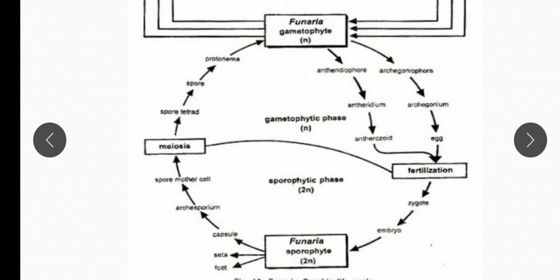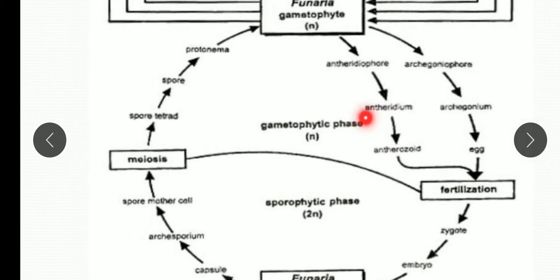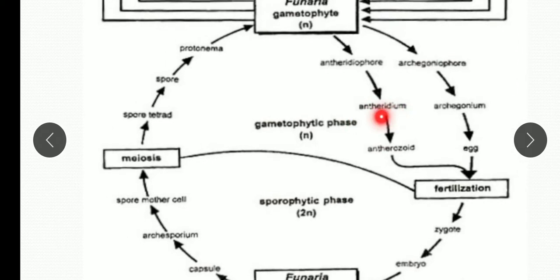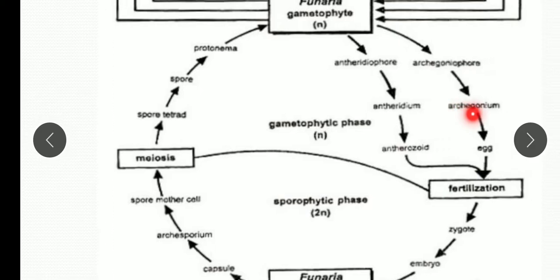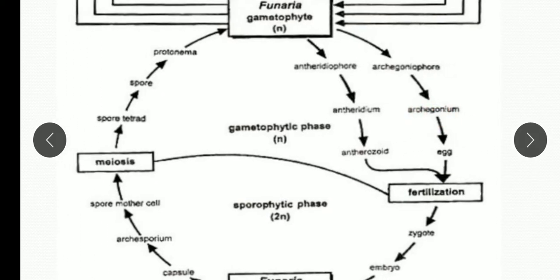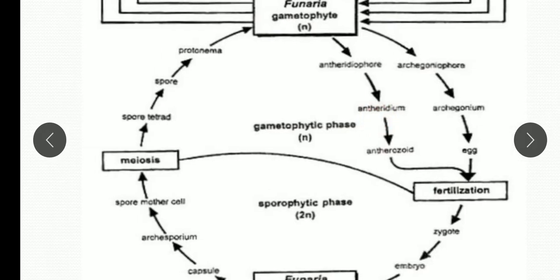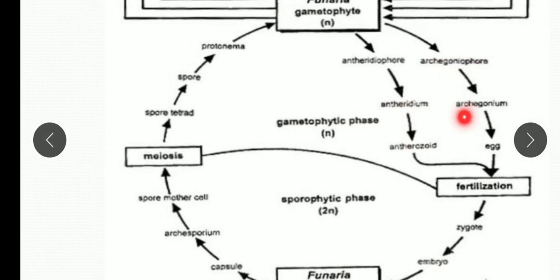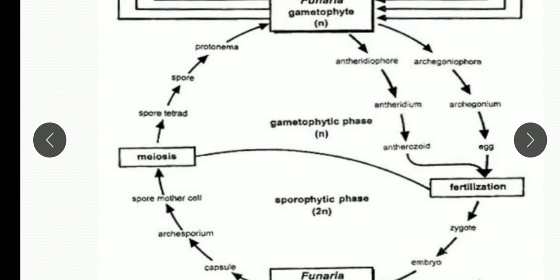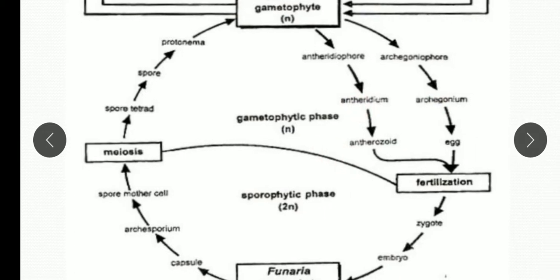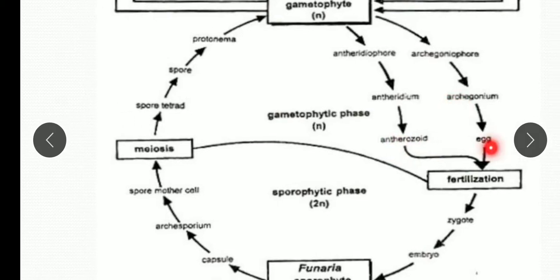Here these are the male sex organs, that is the antheridium. As I said, the male sex organs are antheridia and the female sex organs are archegonia. These are male sex organs, these are female sex organs. Now the male sex organ produces the male gamete, that is the antherozoid. The archegonium, the female sex organ, produces the female gamete, that is the egg.